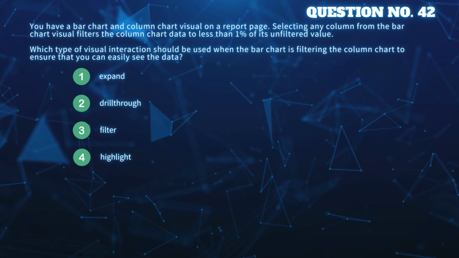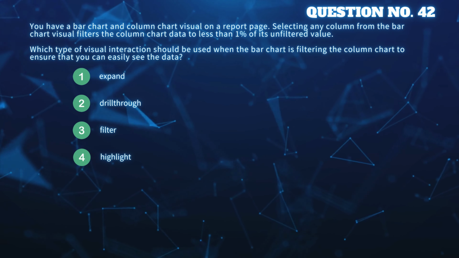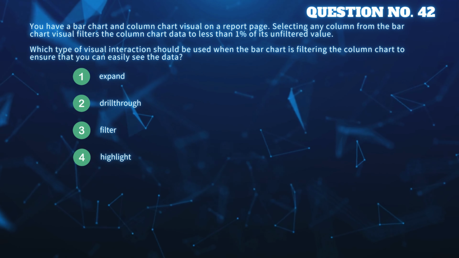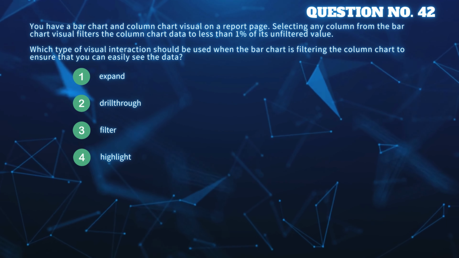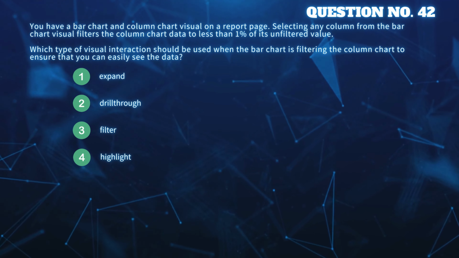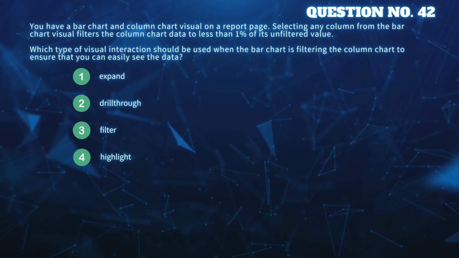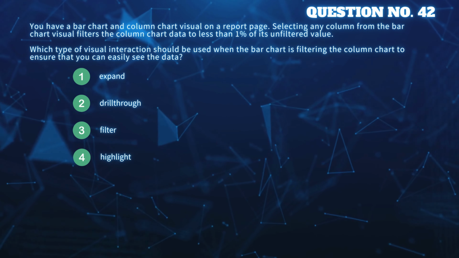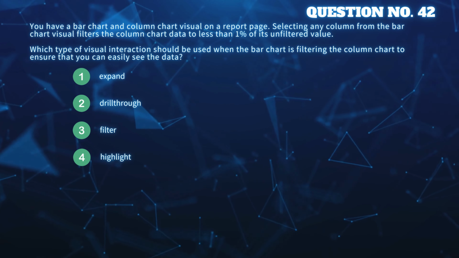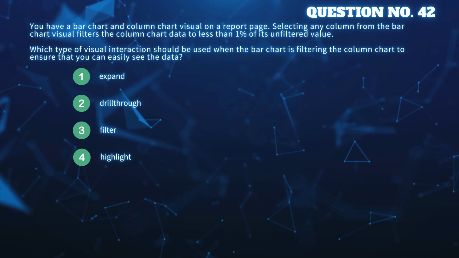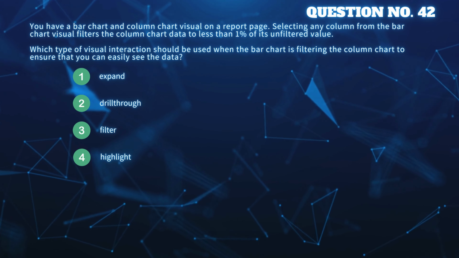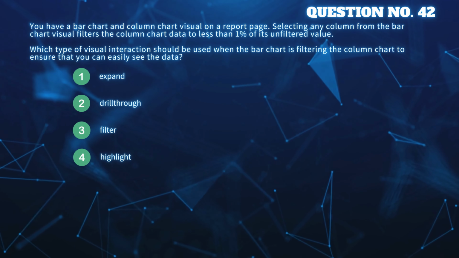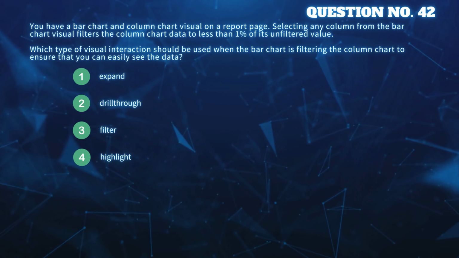You have a bar chart and column chart visual on a report page. Selecting any column from the bar chart visual filters the column chart data to less than 1% of its unfiltered value. Which type of visual interaction should be used when the bar chart is filtering the column chart to ensure that you can easily see the data? Option 1, expand. Option 2, drill through. Option 3, filter. Option 4, highlight.